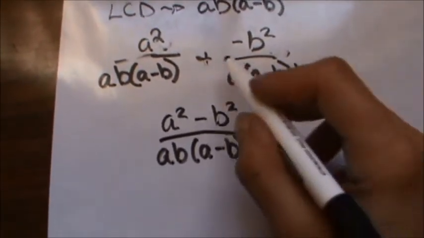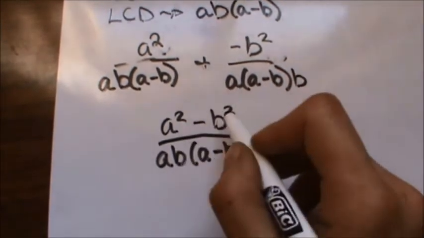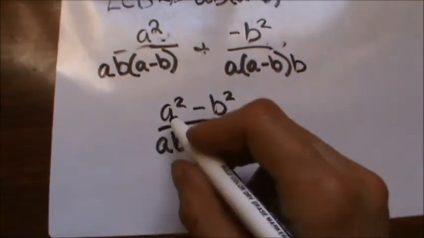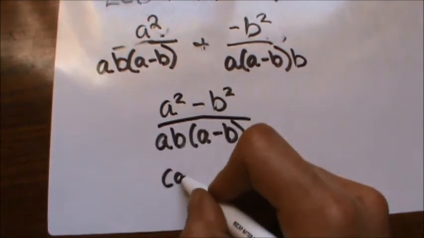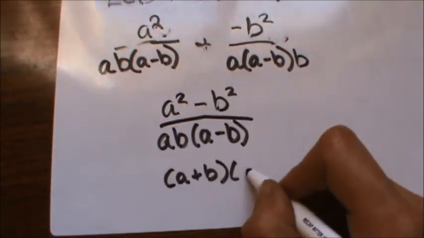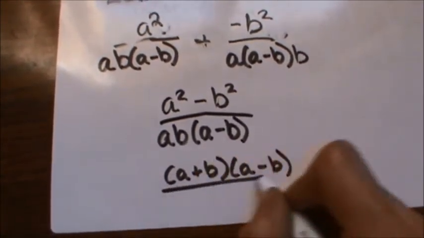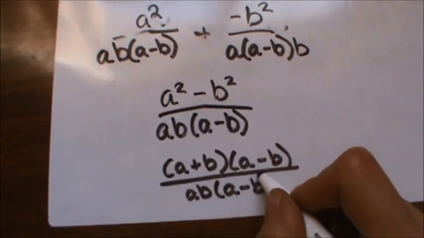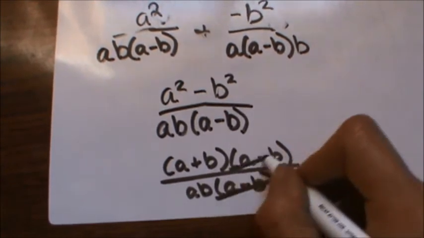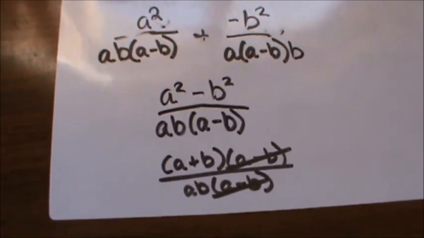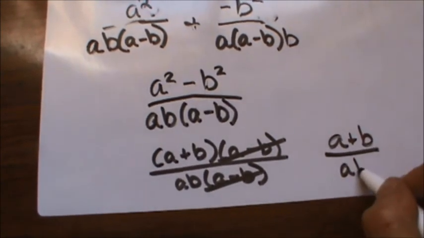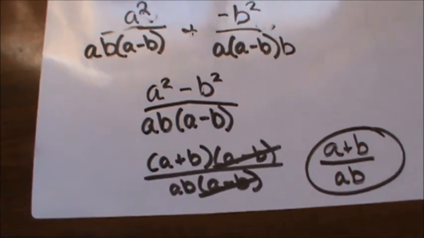Alright, do you see why I changed the plus negative? The top, the numerator now, is a difference of squares. I can factor that to this and simplify this fraction a little bit more. My final answer to this problem: a plus b over ab.